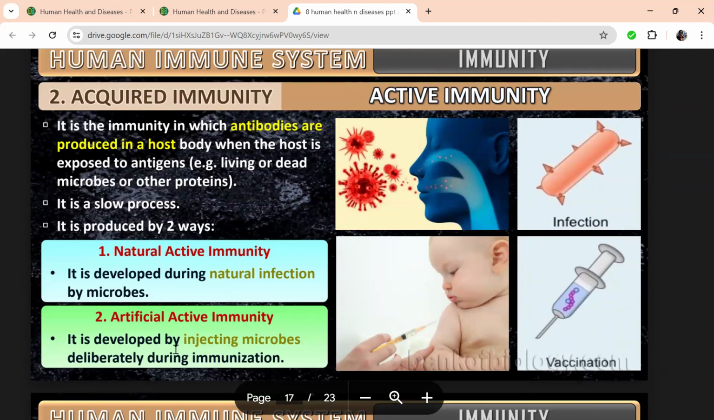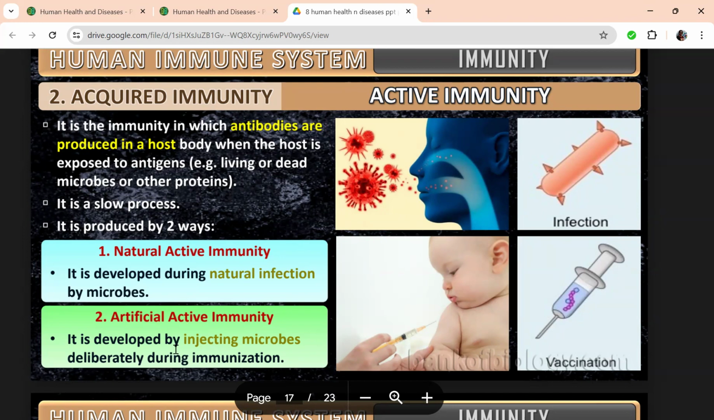So if I'm talking about active immunity, it is the immunity in which antibodies are produced in a host body when the host is exposed to antigens. Okay, for example, living or dead microbes or other proteins. And this is a very, very slow process. And it is produced in two ways. Natural active immunity is developed during natural infections by microbes. I told you, I am being infected and then I am getting antibodies to the disease.